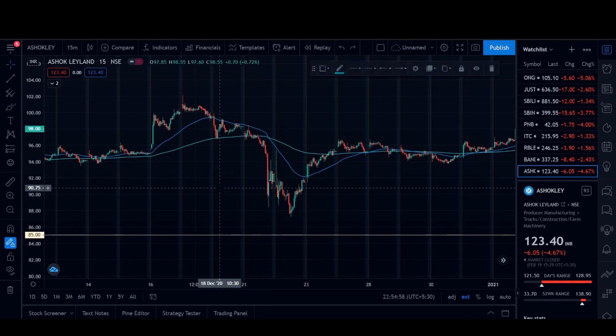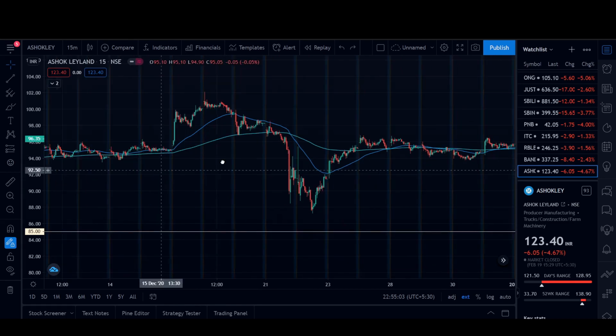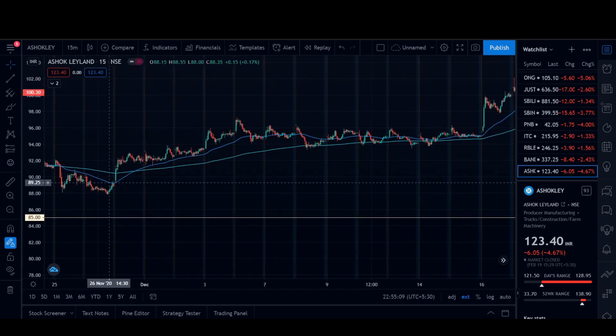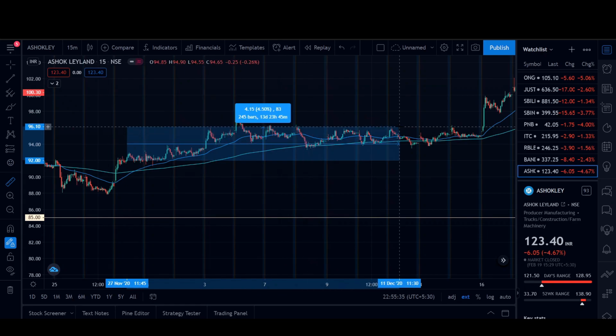Let me give you some more examples in Ashok Leyland, the stock which I'm telling you about. As we see here, the 50 EMA has again cut the 200 EMA from below. This can be a very good swing trade, a very bullish swing trade. The buy signal has been created somewhere around here, and we could have held it for some time. We could have gotten good returns of 4 to 5, 6%.